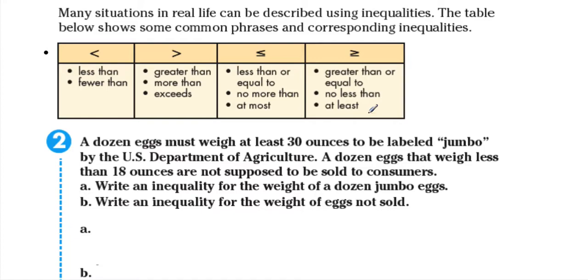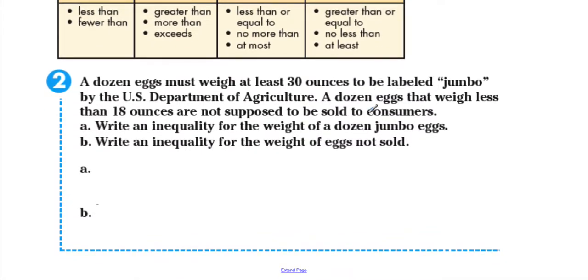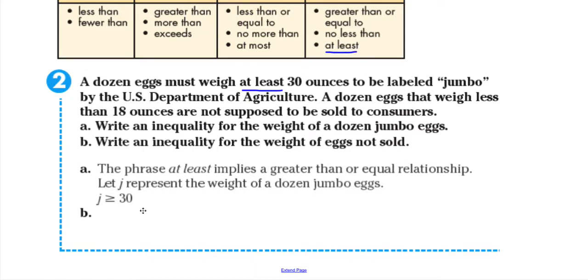Let's take a look at example number 2. A dozen eggs must weigh at least 30 ounces to be labeled jumbo by the U.S. Department of Agriculture. A dozen eggs that weigh less than 18 ounces are not supposed to be sold to consumers. Write an inequality for the weight of a dozen jumbo eggs. So it says a dozen jumbo eggs is at least. The word at least means greater than or equal to. So this is simply J is greater than or equal to 30 because at least implies a greater than or equal relationship.